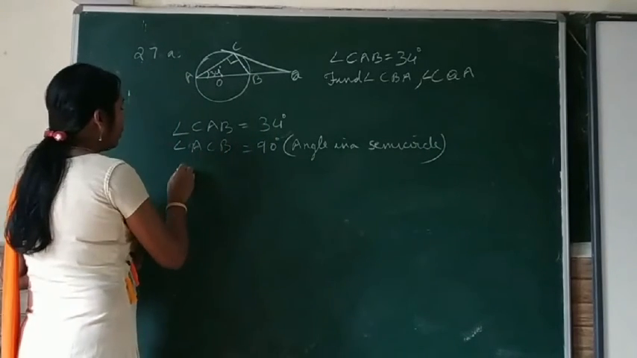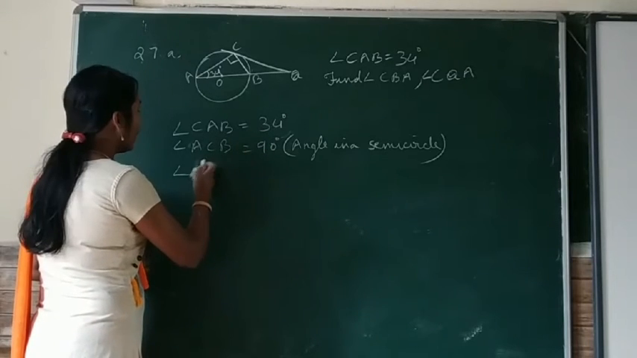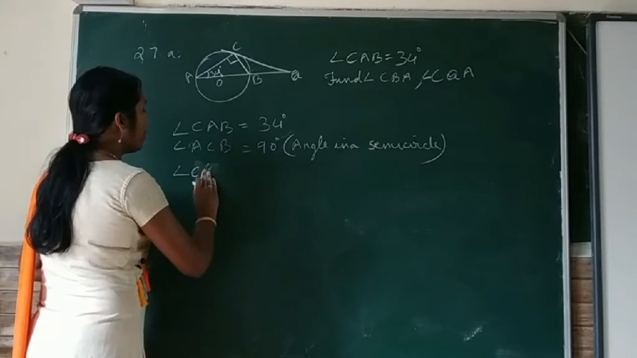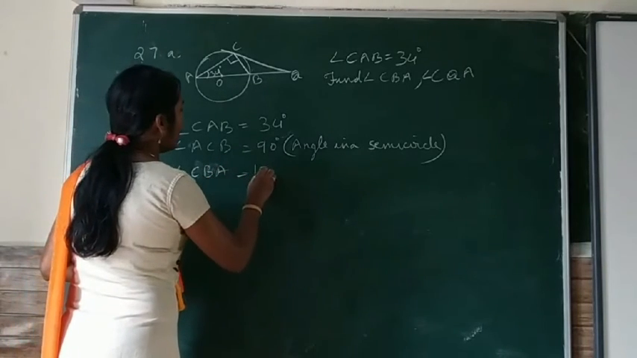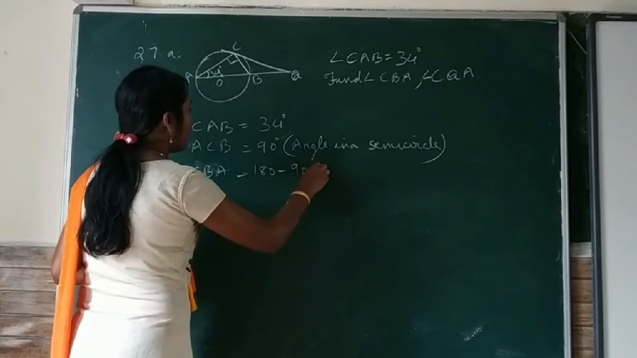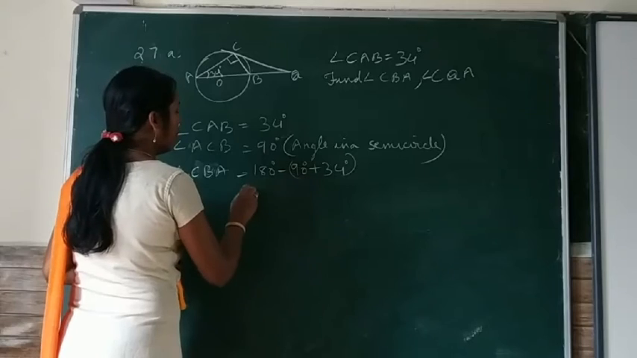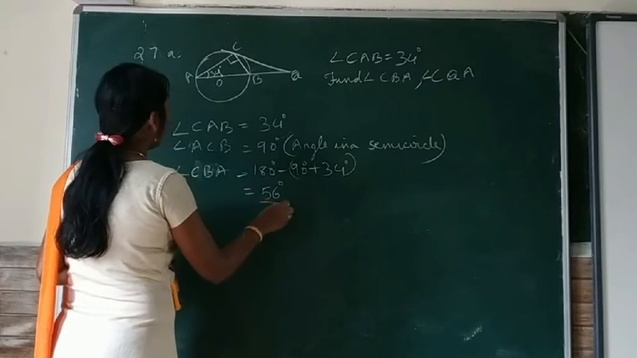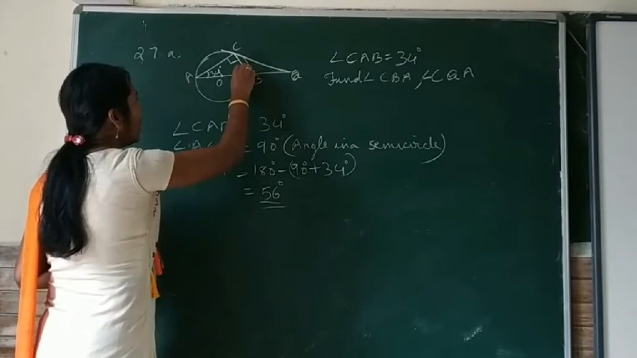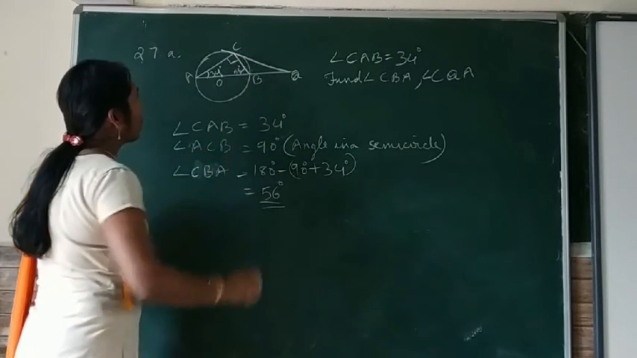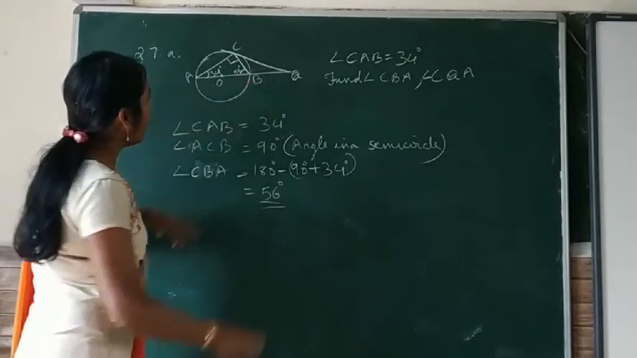Therefore, angle ABC, it is asked angle CBA. Angle CBA is equal to 180 minus (90 plus 34). That is equal to 56 degrees. So angle CBA is 56 degrees. This angle we have got, that is 56 degrees. Now we have to find out angle CQA. This angle we have to find out.